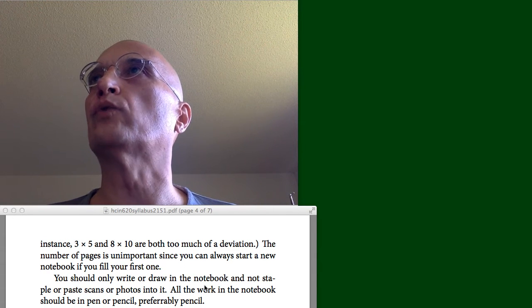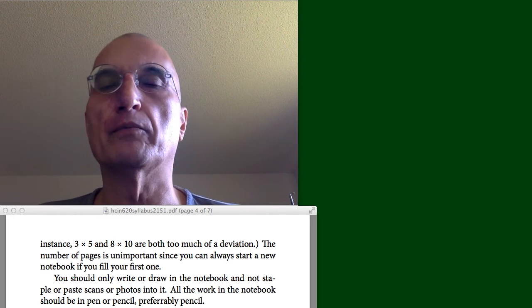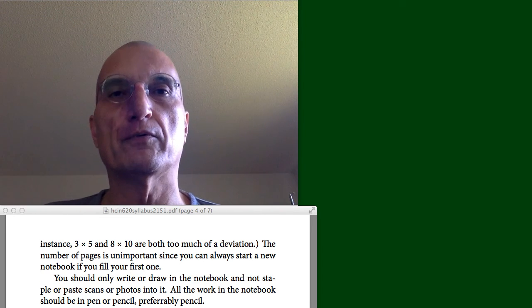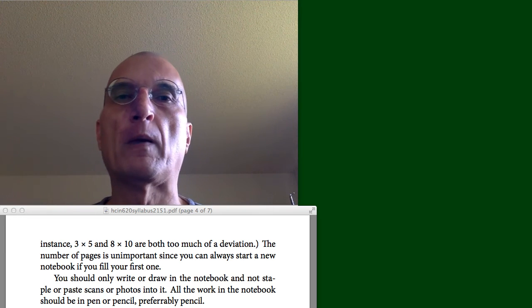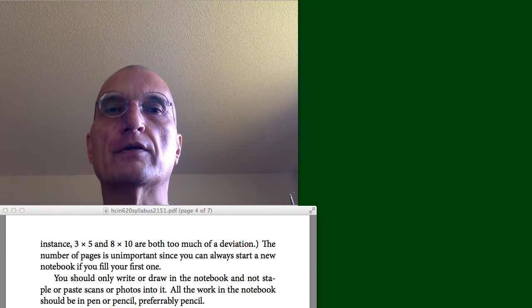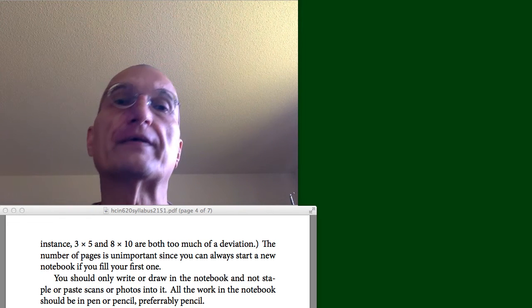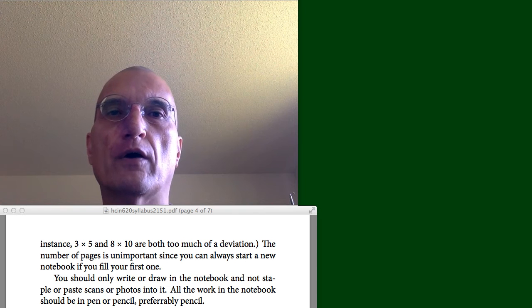And I only want you to write or draw in it. I would rather you not staple or paste scans or photos into it. I have had occasions when people forgot their notebook and they did their sketch on another piece of paper and stapled that in. That's one thing. But I had this one student who insisted that he couldn't draw. And that is not the case. He could draw. He simply refused to draw.